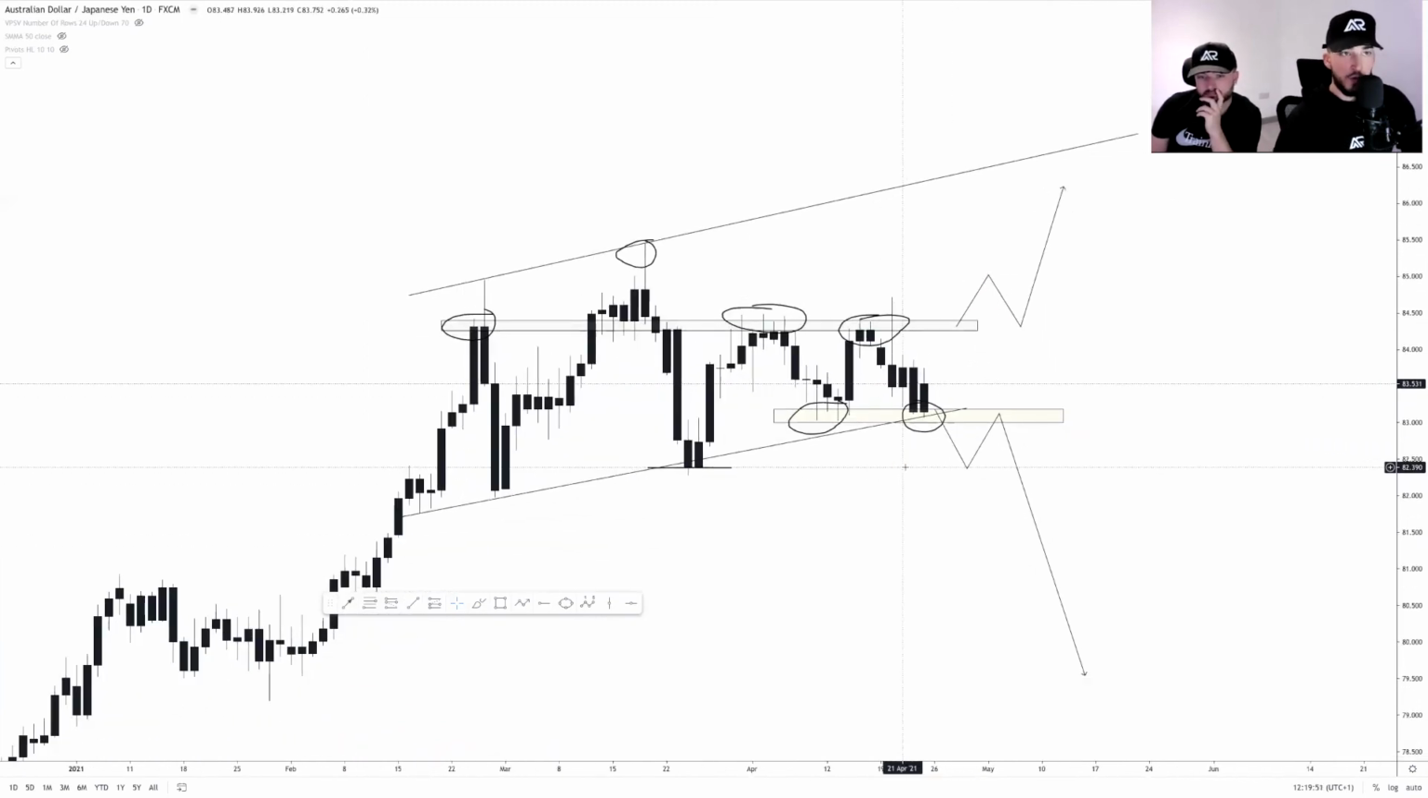So yeah, overall on AUD/JPY, it's an equal bias. We're sitting on our hands, we're waiting, and we're allowing price to do its thing and to tell us whether buyers or sellers are taking control of the market. So yeah, that's AUD/JPY broken down into next week.